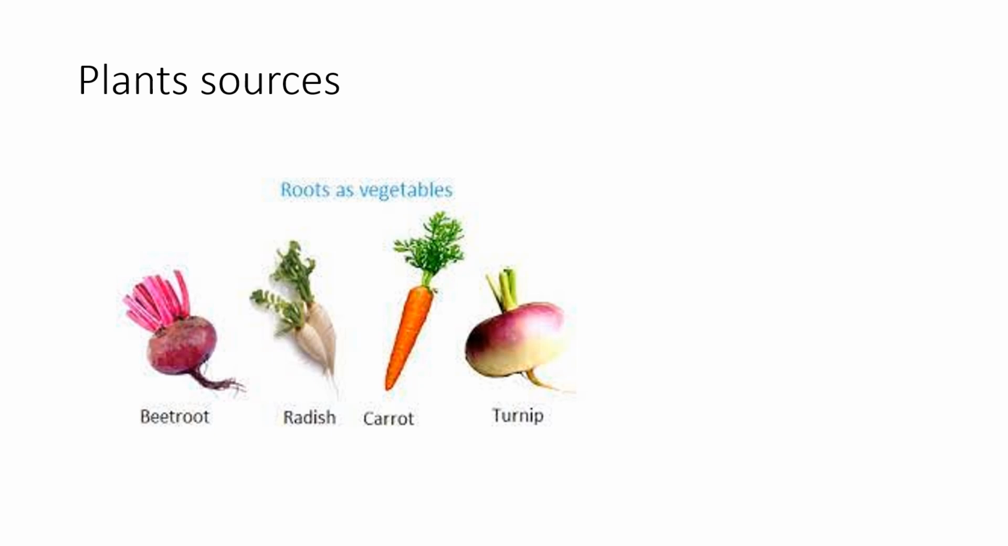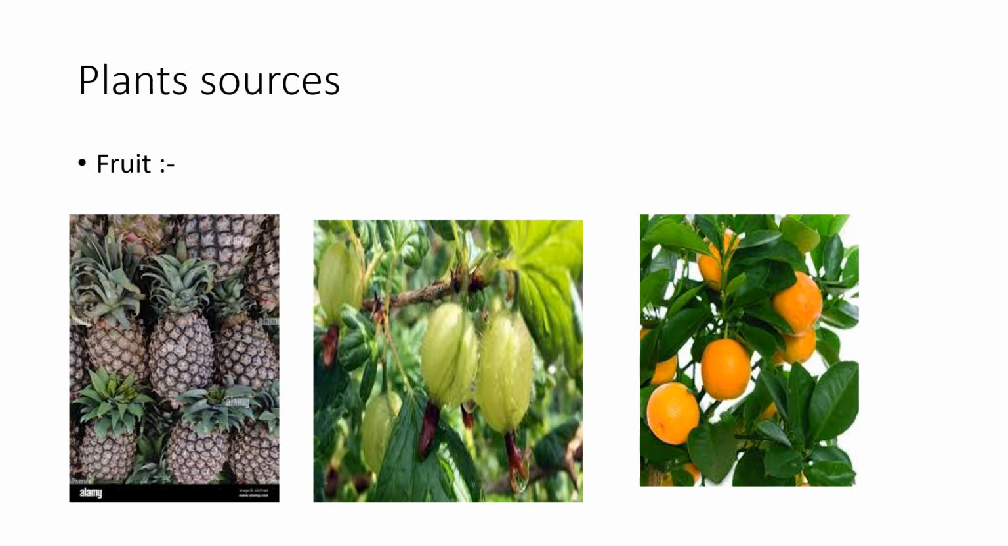Plant sources, roots as vegetables. We have beetroot, radish, carrot and turnip. These vegetables which are shown over here are root part of a plant. So these are roots basically, and we take them and eat them. They are edible and they are root part of a plant.